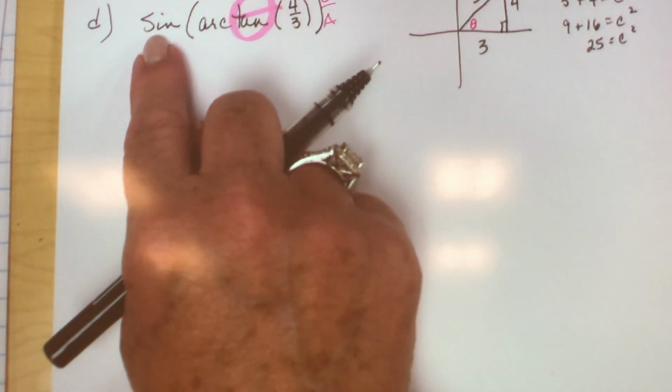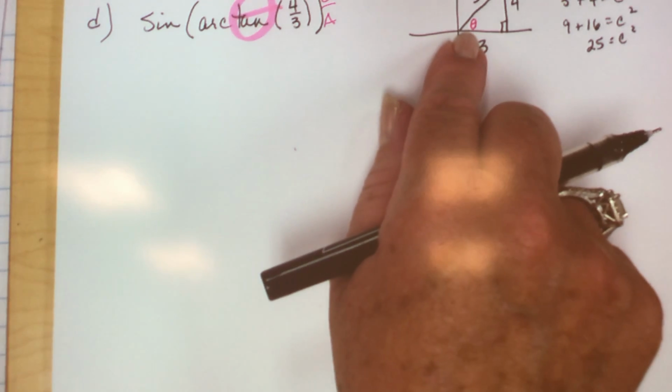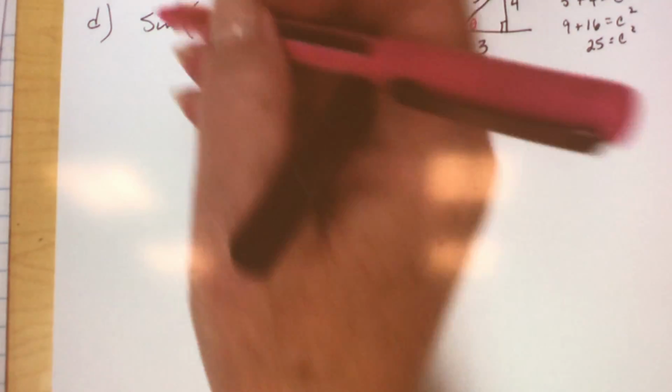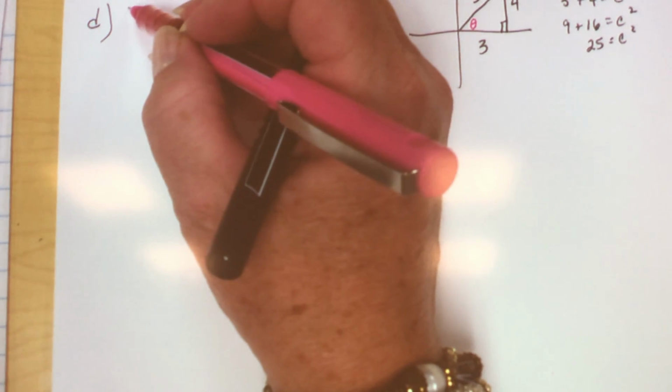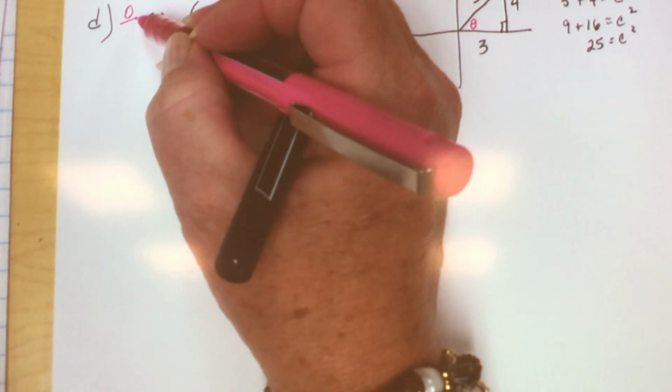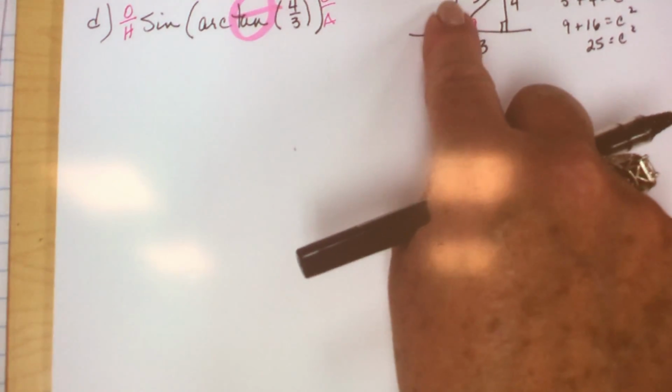I want the sine of theta. There's theta. Tell me what his sine is. Wait. What's the definition of sine in terms of sides? Y over R. Opposite over hypotenuse. So 4/5.